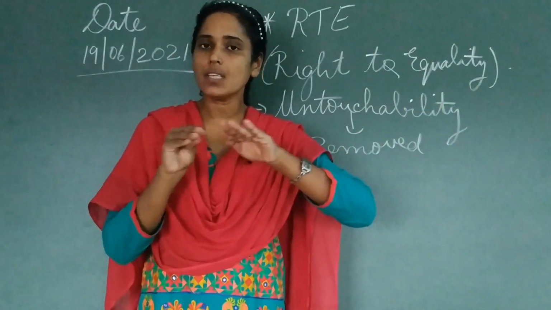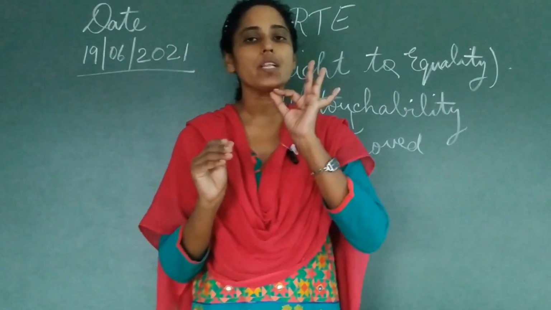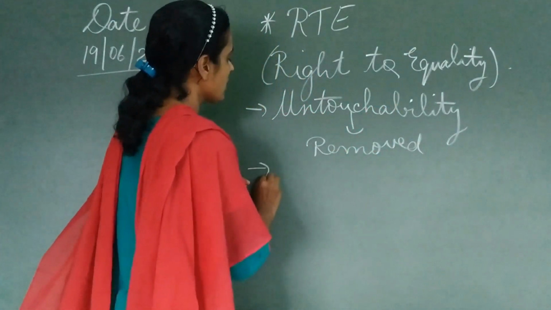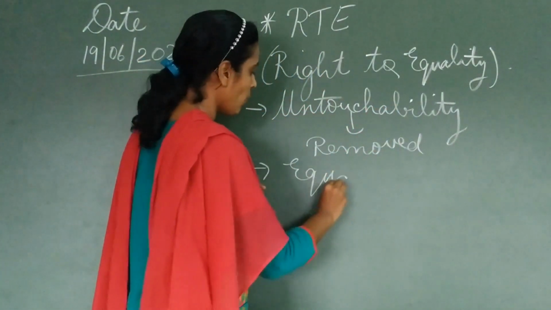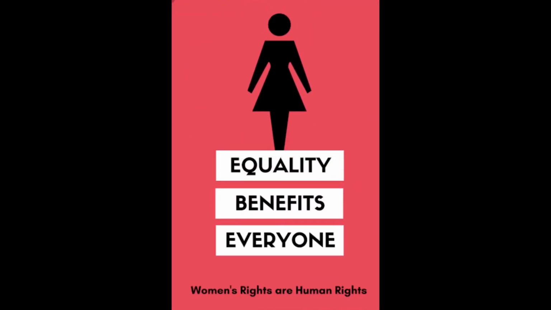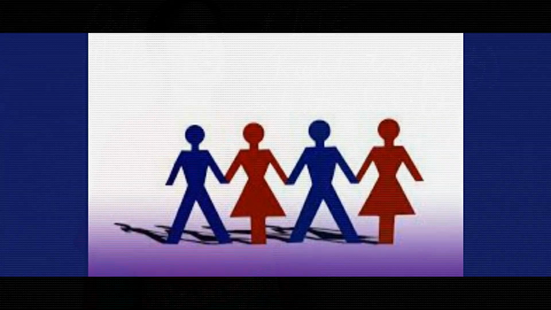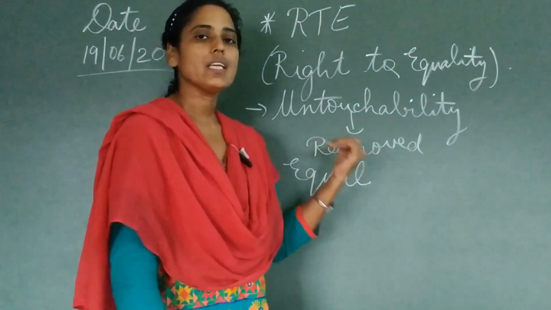Male and female were given equal status. So everything was considered as equal, and every citizen in the country was considered to be equal. No one was high, no one was low. So due to RTE, right to equality, the right given in the Constitution after independence, untouchability was removed. That is the best factor. Secondly, equal right.